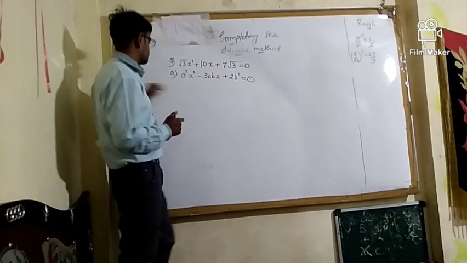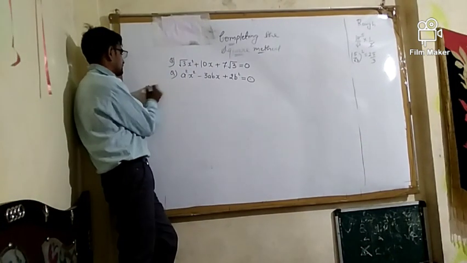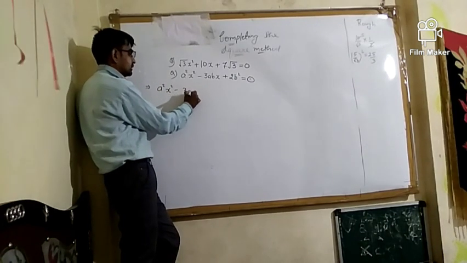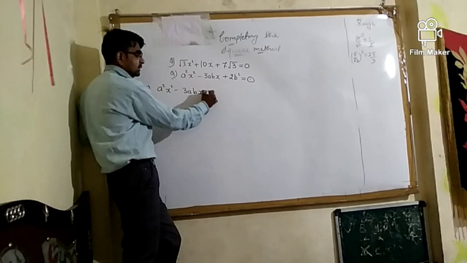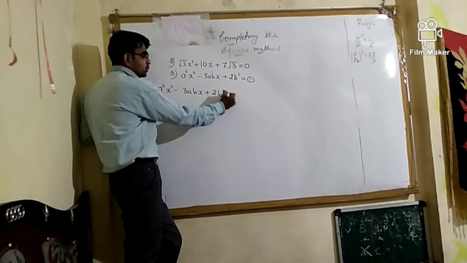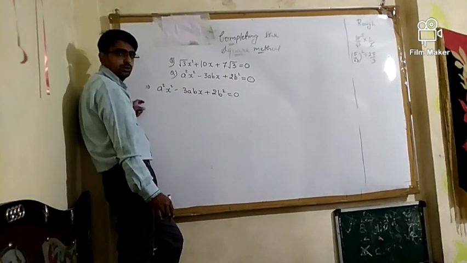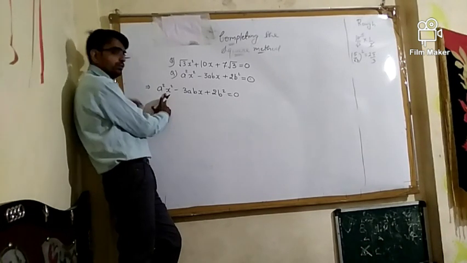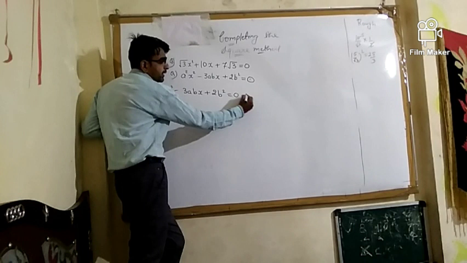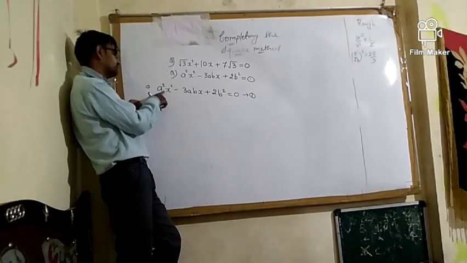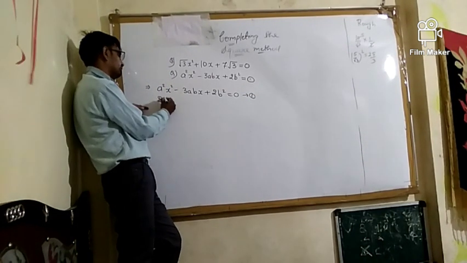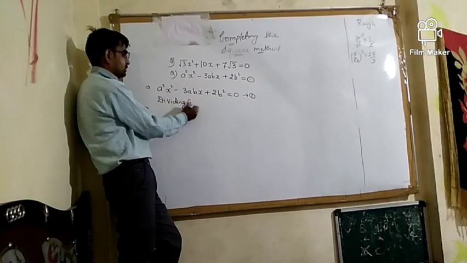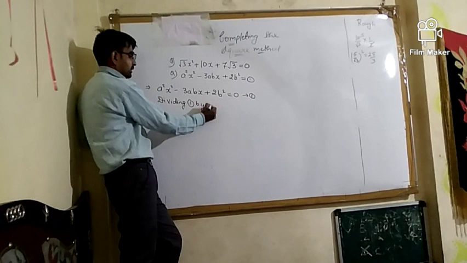Now this question: a square x square minus 3abx plus 2b square is equal to 0. So the first step, make the coefficient of x square as 1. For that, what we will do, we will divide this equation by a square.